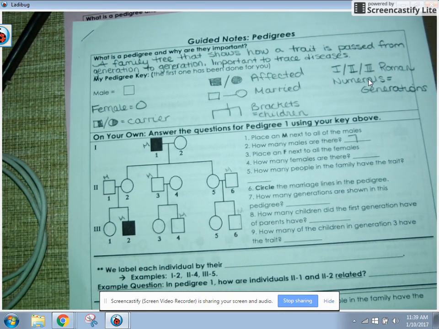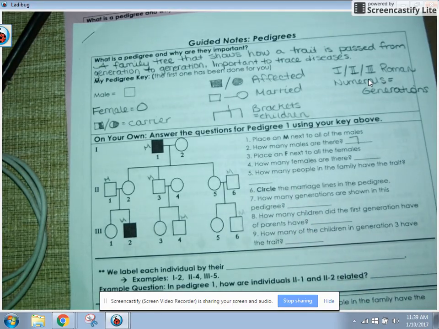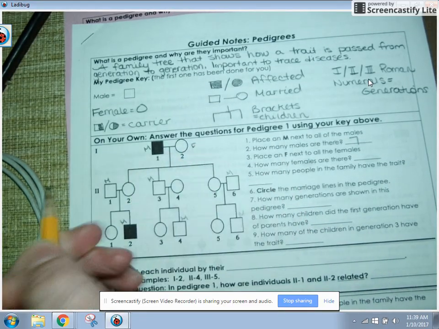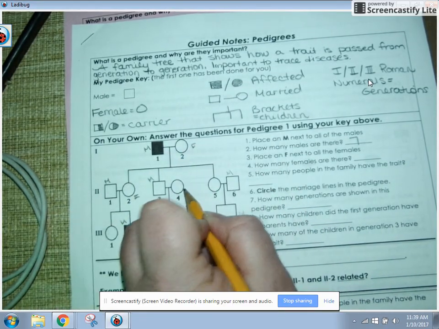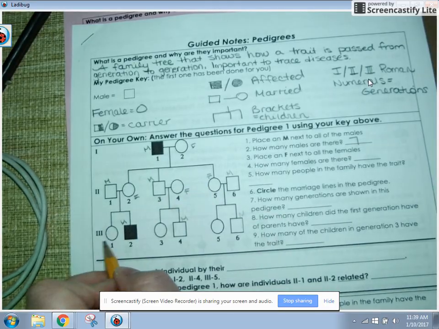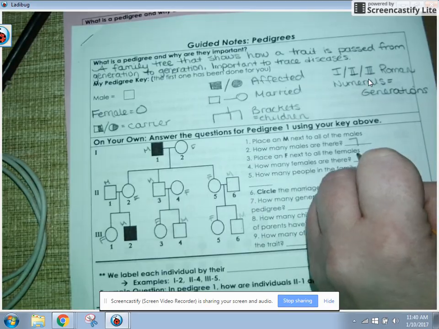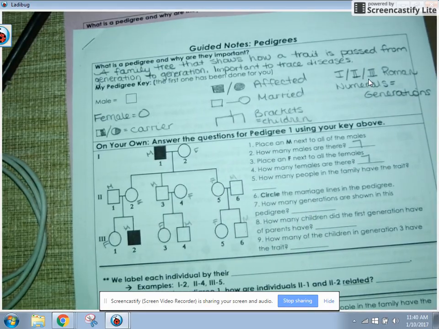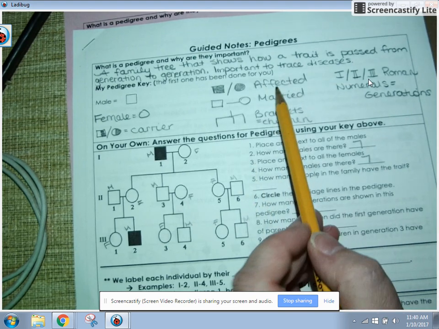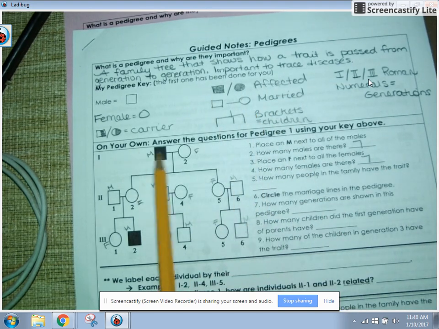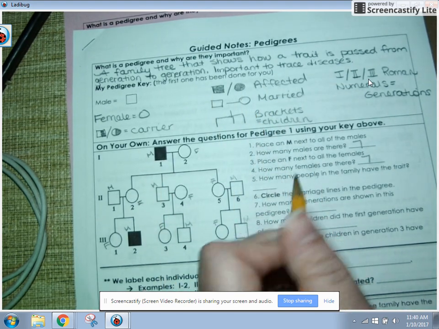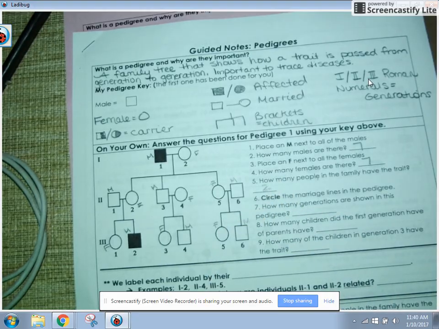Number 3 says place an F next to all the females. And I can see that there are 7 females in all. Number 5 asks, how many people in this family have the trait? Remember, if you are affected by the trait, you are shaded in. There are 2 people who are shaded in, so 2 people have the trait.